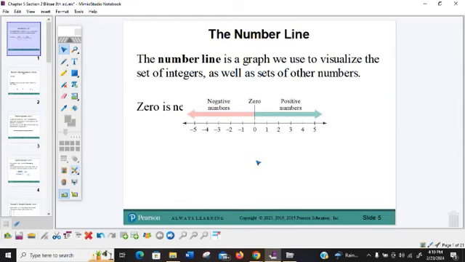In this section, we're going to look at integers. We're going to look at number lines, greater than, less than, absolute value, addition, subtraction, multiplication, and division. So we have quite a bit to go through. Let's start with the number line, okay? They want you to be able to visualize this.